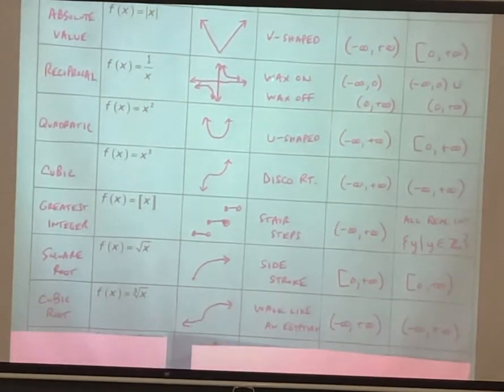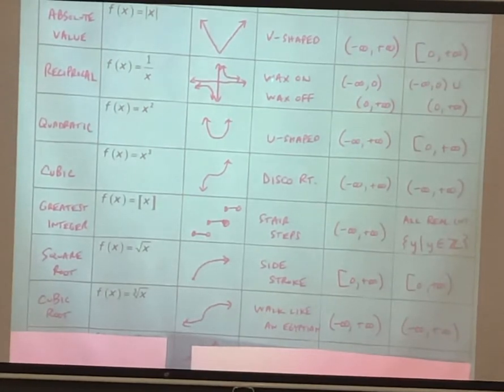The next one's our cube root function. The description we use for that one is walk like an Egyptian. Starts down lower left, goes up, and then goes to the right. Domain is negative infinity to positive infinity. Range is also negative infinity to positive infinity.